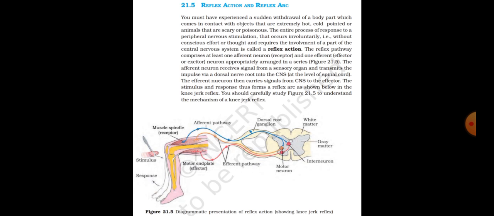The reflex pathway comprises at least one afferent neuron receptor and one efferent effector or excitor neuron appropriately arranged in a series. The afferent neuron receives signal from a sensory organ and transmits the impulse via a dorsal nerve root into the CNS. The efferent neuron then carries signals from CNS to the effector. The stimulus and response thus form a reflex arc as shown below in the knee jerk reflex.